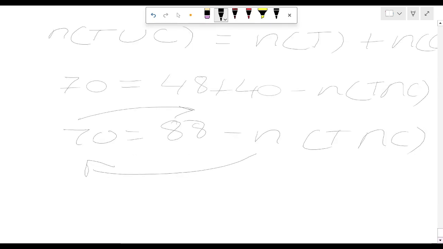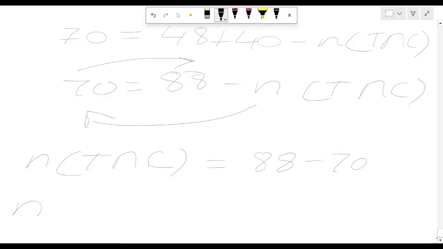So the sign will be positive. So I'll have N of T intersection C, which is equal to 88 minus 70. The answer will be 18. I'll write N of T intersection C is equal to 18. So this is our answer.